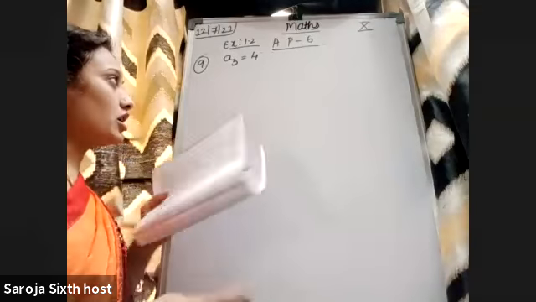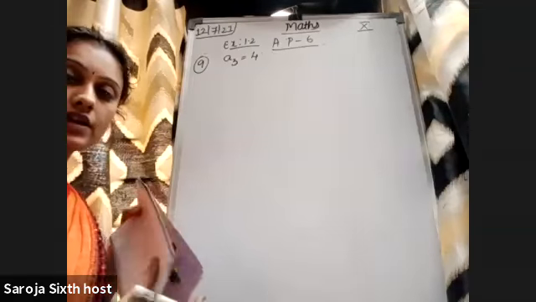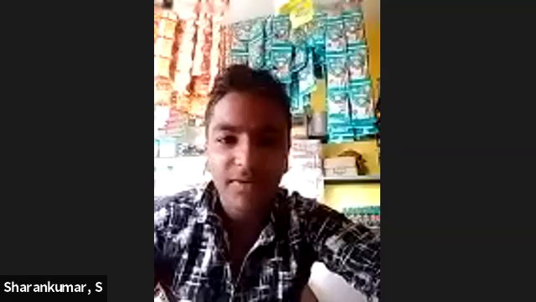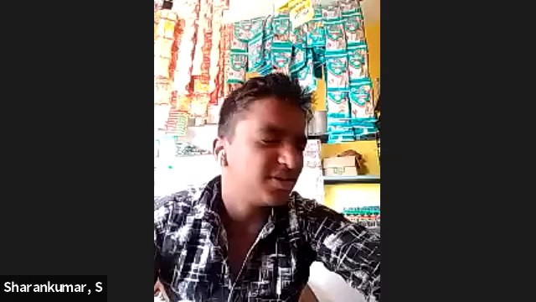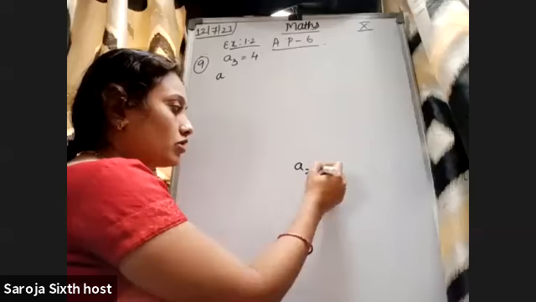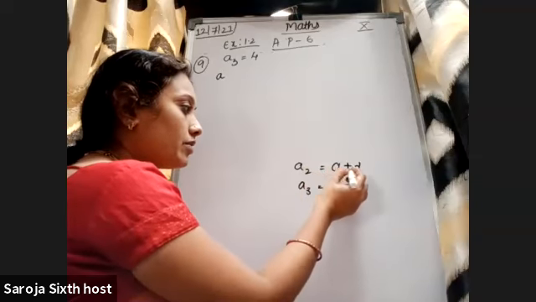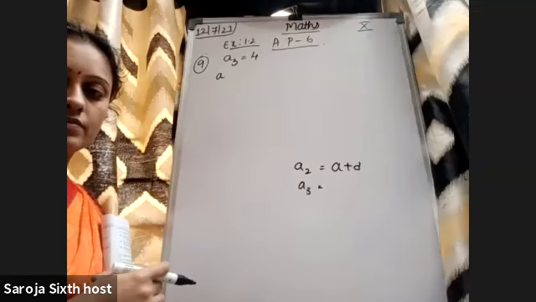A3 can be written as... how to write A3? A3 in the general form. A3 is in the form A plus 2D. So A2 is equal to A plus D. A3 means here 2 is there, means 1 less should be multiplied here. Then A3 means what you are going to get?